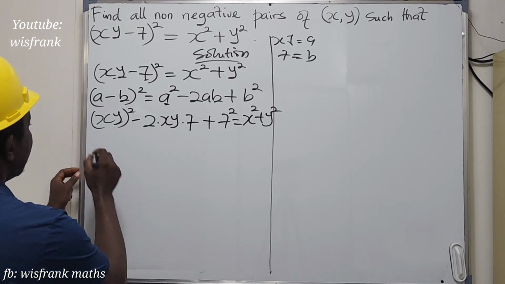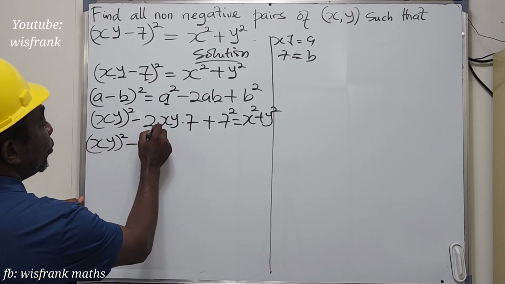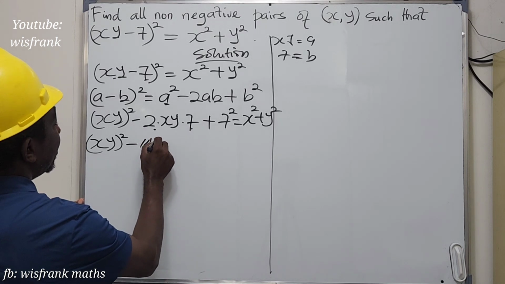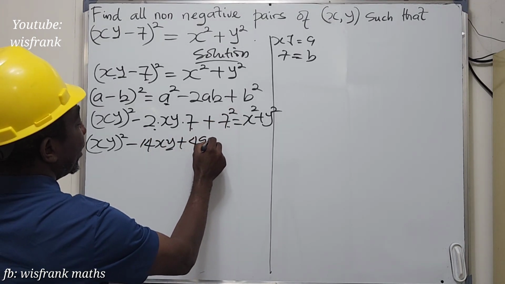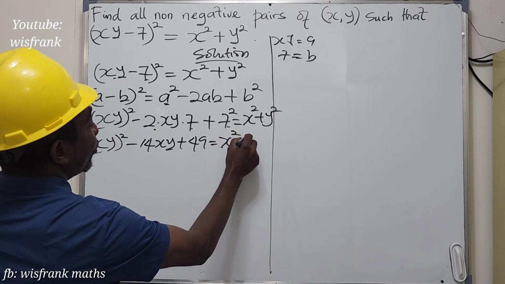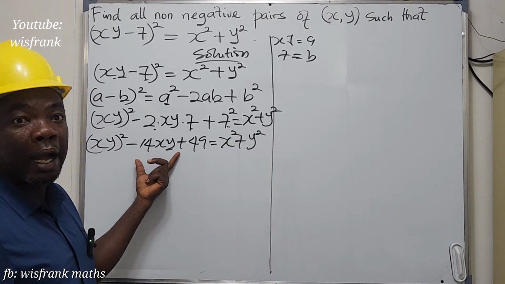So this is the same thing as (xy) to the power of 2 minus 2 times 7, we have 14xy, plus 7 squared is 49, equals x to the power of 2 plus y to the power of 2. So in this case, we have this.